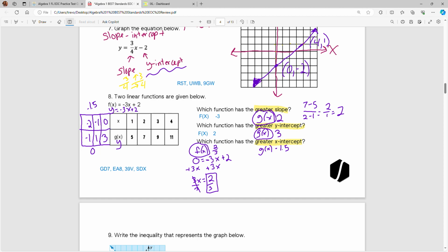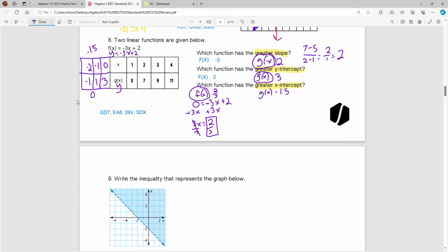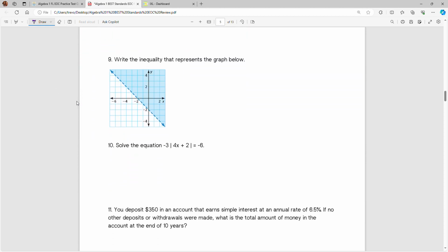We are moving on to page 10. Page 10 of our yellow practice packet for our Algebra EOC. And on page 10, number 9 says, write the inequality that represents the graph below.